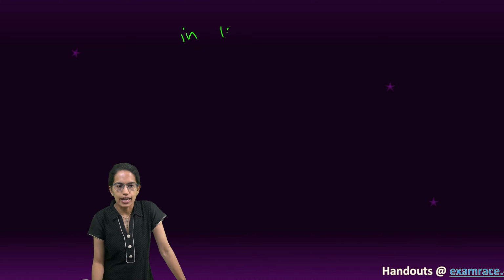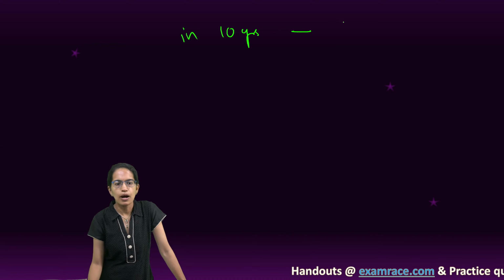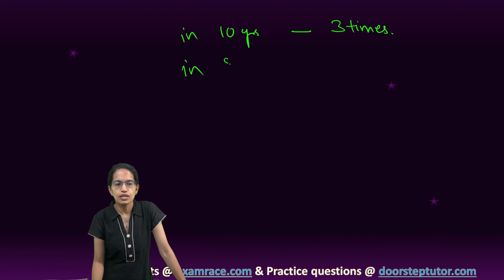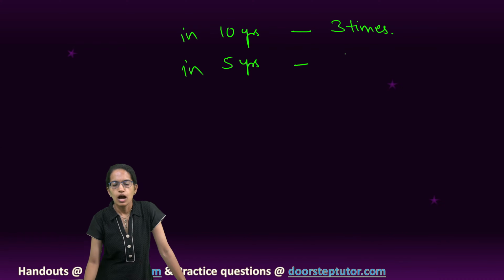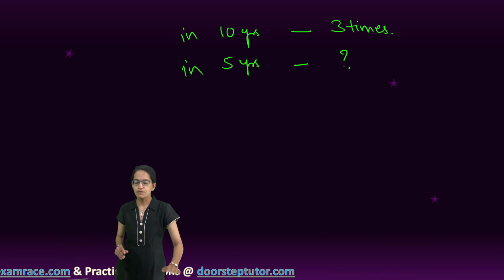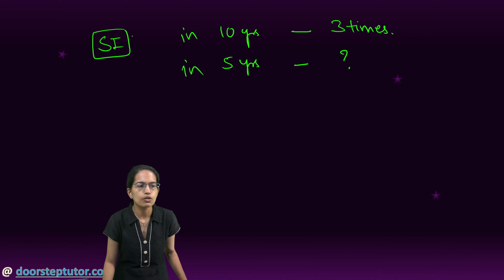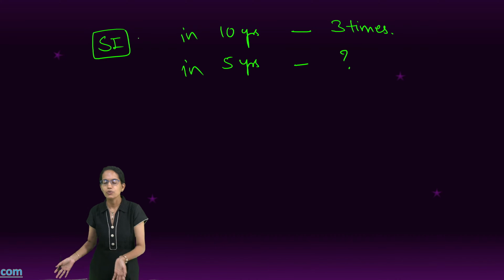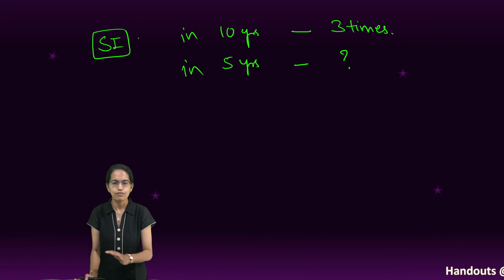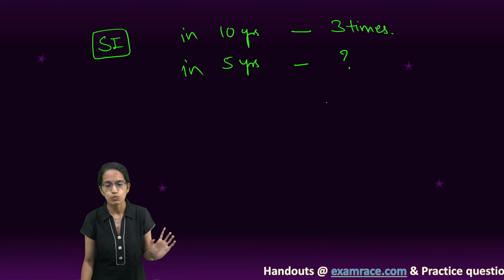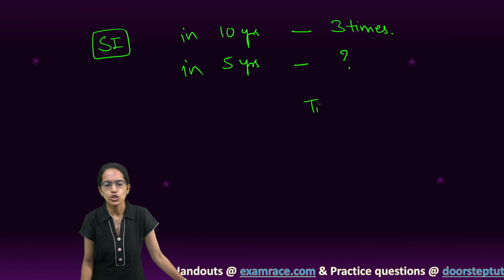Let's say the question states: in 10 years, the amount becomes 3 times. In 5 years, how many times would it have been? If this is a question and it pertains to simple interest, you need not do all the calculations. You can use PRT and calculate it for 2 different time periods and find it. But this would be a lengthy process. So I give you a shortcut here.